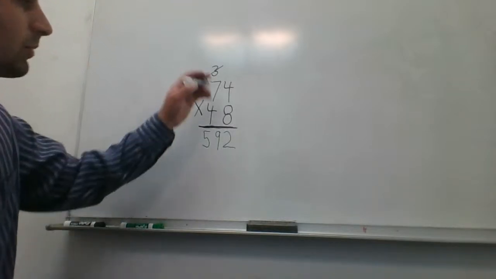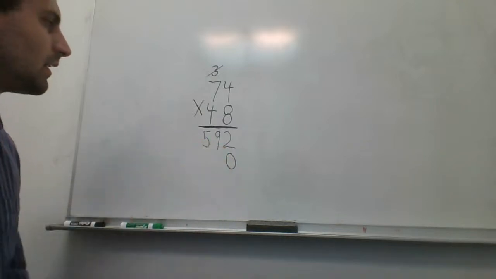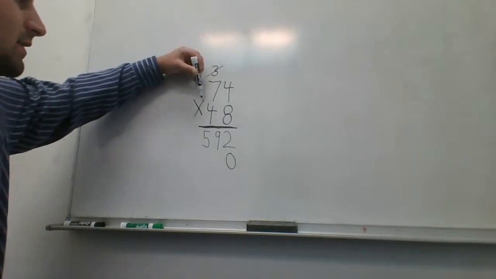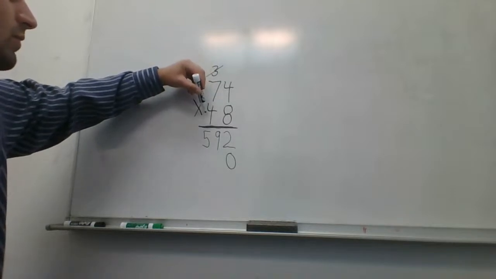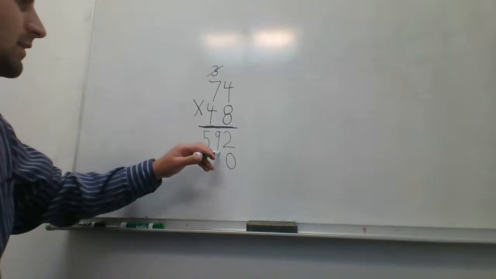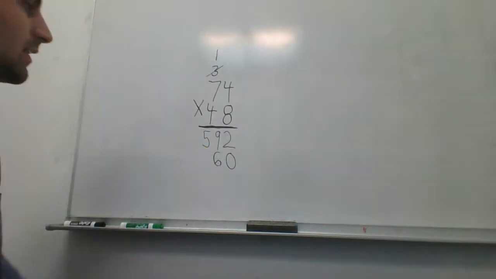Now, since we already multiplied both digits in the ones place, I'm going to put a 0 in the ones place. Now I'm going to multiply the top digit in the ones place times the bottom digit in the tens place. Then my answer is going to go here. 4 times 4 equals 16. So the 6 in 16 goes in the tens place. The 1 in 16 gets carried over to the hundreds place.